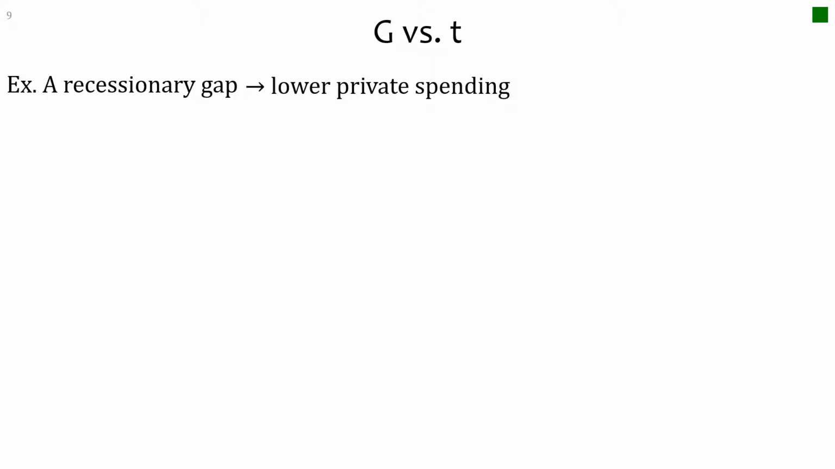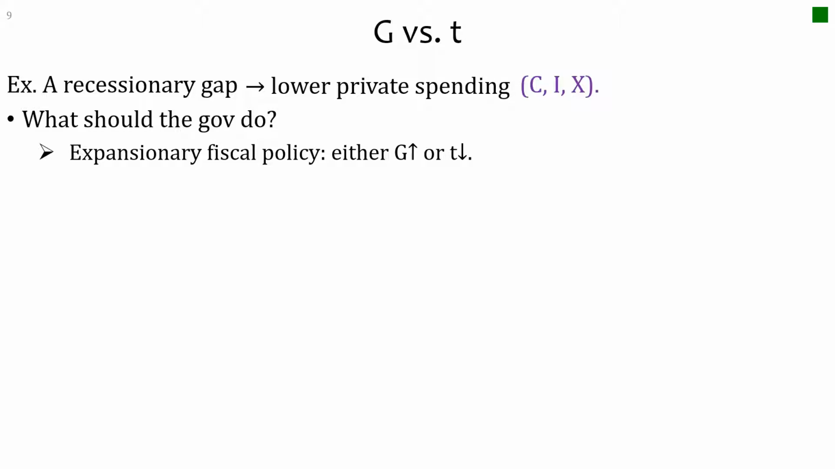If you remember, we had this thing called a recessionary gap. A recessionary gap is when the GDP is low, when there's low spending by everyone. So there's going to be lower private spending by households, firms, and the foreigners. So C, I, and X are going to be low. What should the government do to deal with this problem? Well, it's expansionary fiscal policy. An expansionary fiscal policy is when the government spends more money and or taxes less. So we're going to look at these two options, and see how these two are different, G versus T.